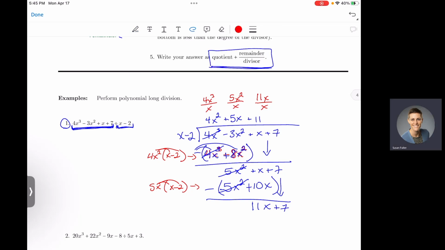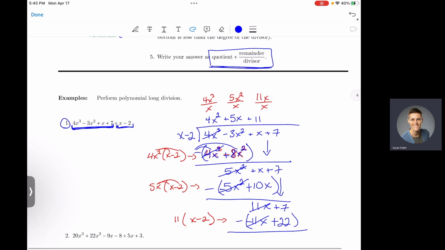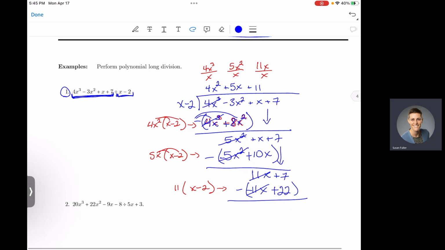So now we will take that 11 from the top, and I'm going to multiply that by my whole divisor. And when I do that and distribute, I'm going to get 11x minus 22, and I'm going to subtract the whole thing. So 11x minus 11x, those disappear. 7 minus a negative 22 becomes 7 plus 22. When I add those, I get 29. And that's all that's left inside.